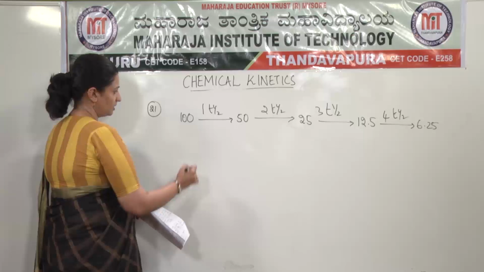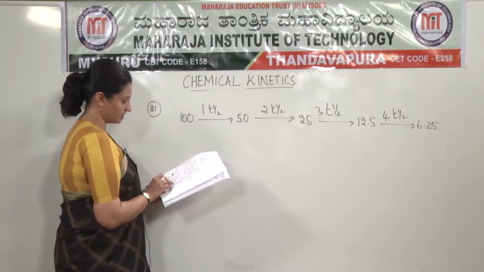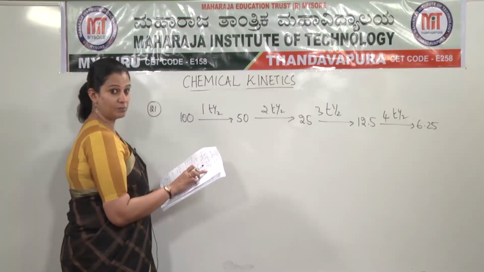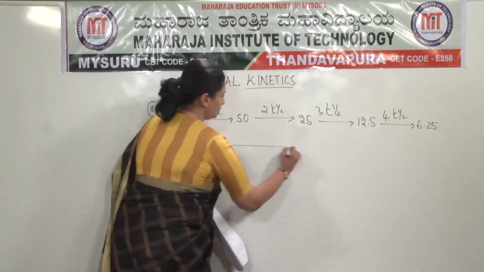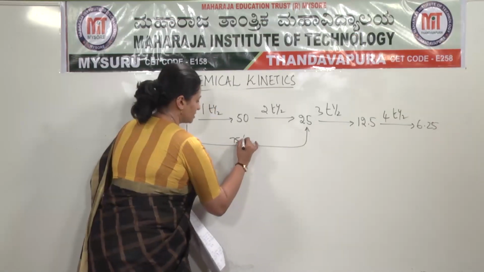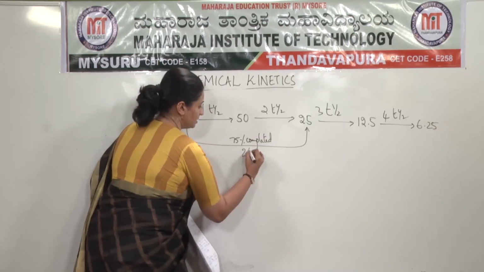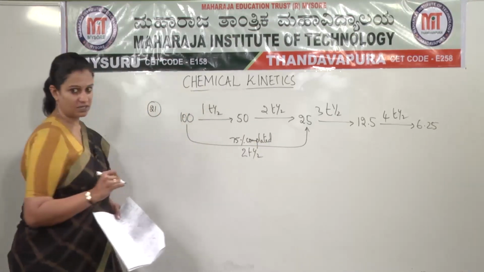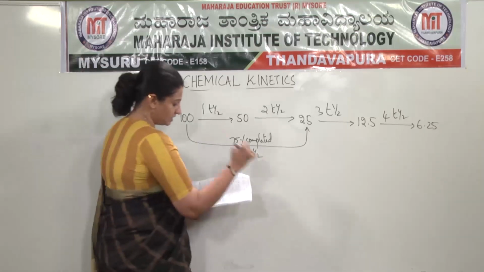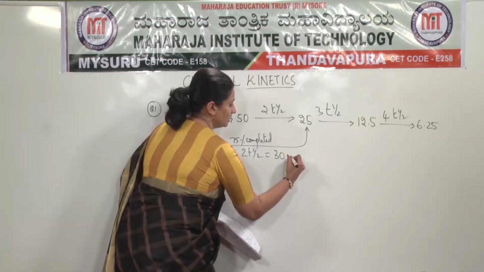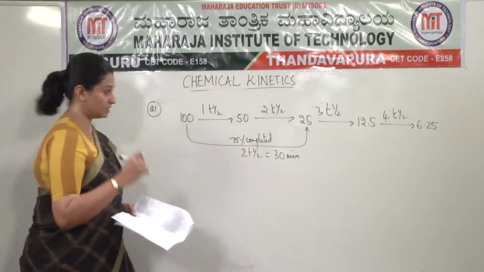Correct? So going from here, it says 75% is completed in 30 minutes. So 100 to 25 means 75% has been completed. So if 75% is completed, that means 2 T halves. 75% is completed in 2 T halves, and that is given to be 30 minutes.